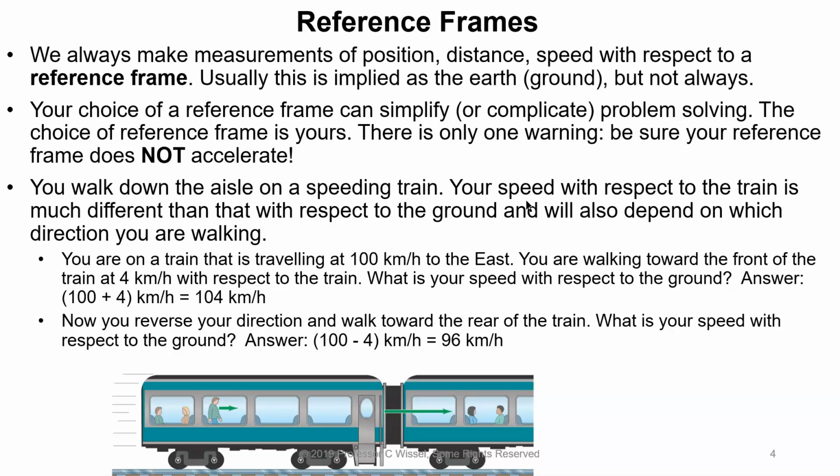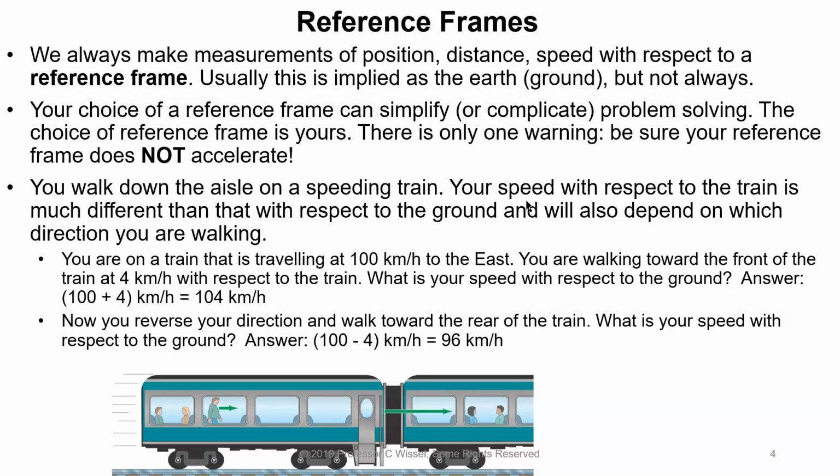There's only one real warning here, and that is you have to make sure your reference frame does not accelerate. Now, that is actually special relativity, believe it or not. Einstein's theory of special relativity. You cannot have an accelerating reference frame. If you do have an accelerating reference frame, you have to go to general relativity, which is way beyond what we're going to cover in this class. So make sure your frame does not accelerate. Now, acceleration is any change in speed or direction. So if you're going around a curve, you're accelerating.